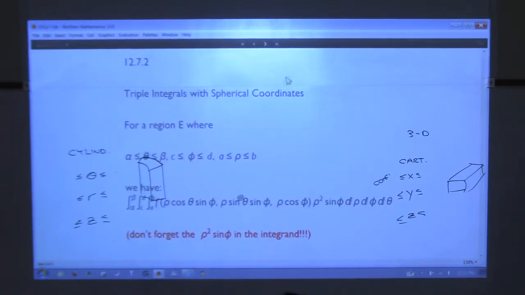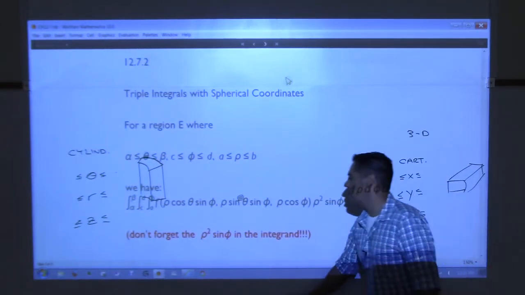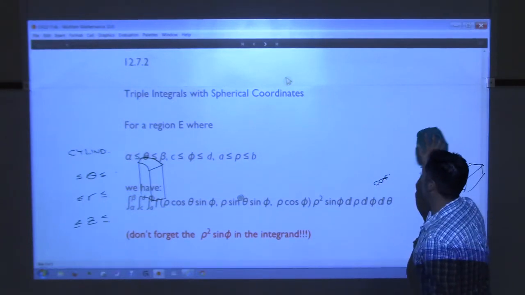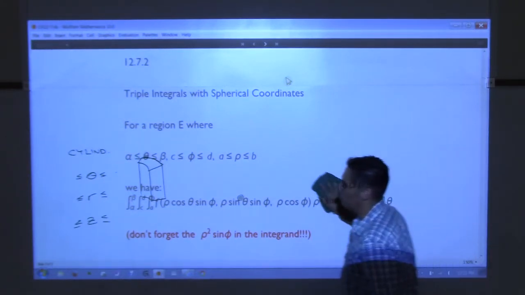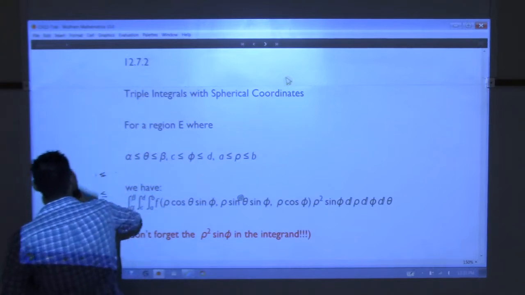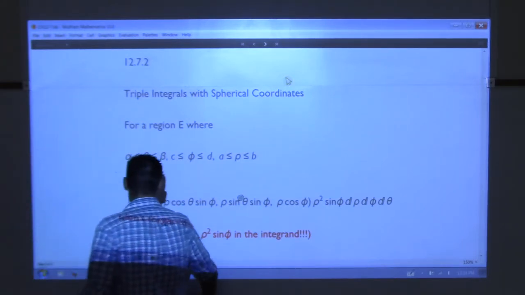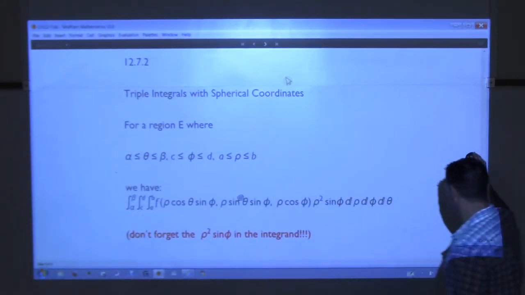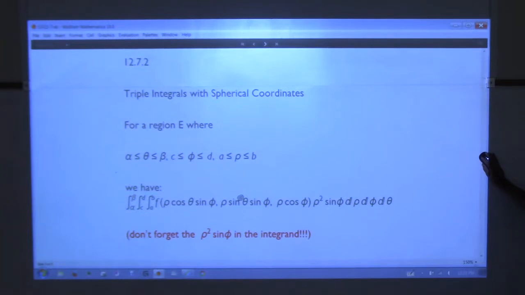All right, so if we want to convert and do a triple integral, so if we ever have a problem where we'd like to go to spherical coordinates, well, things are pretty good, I think. I don't know.